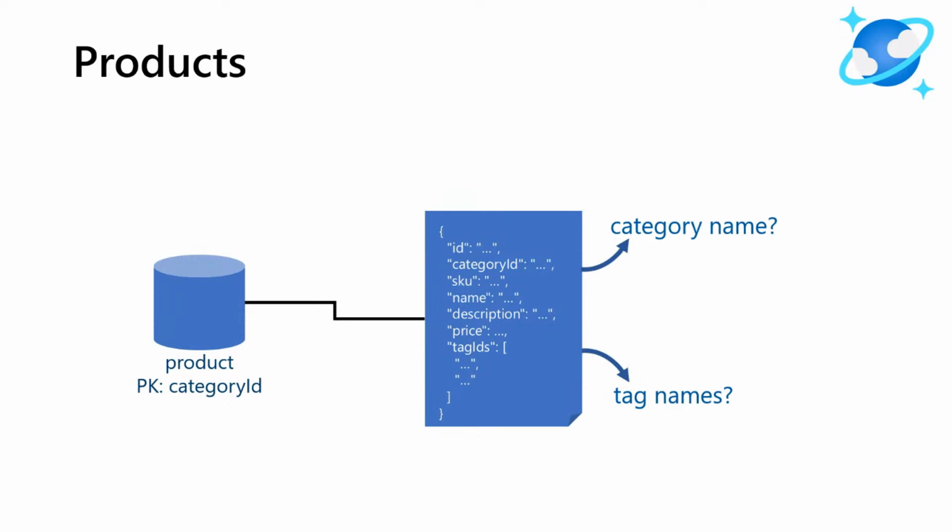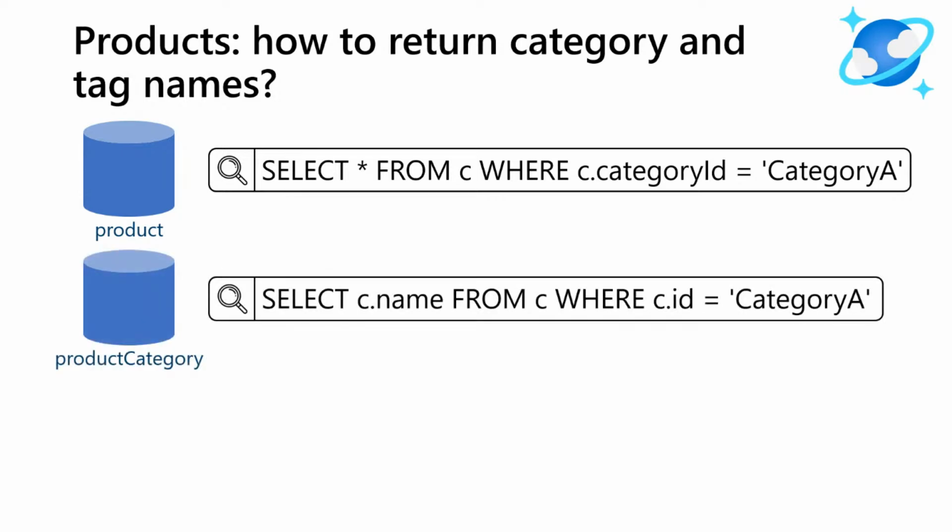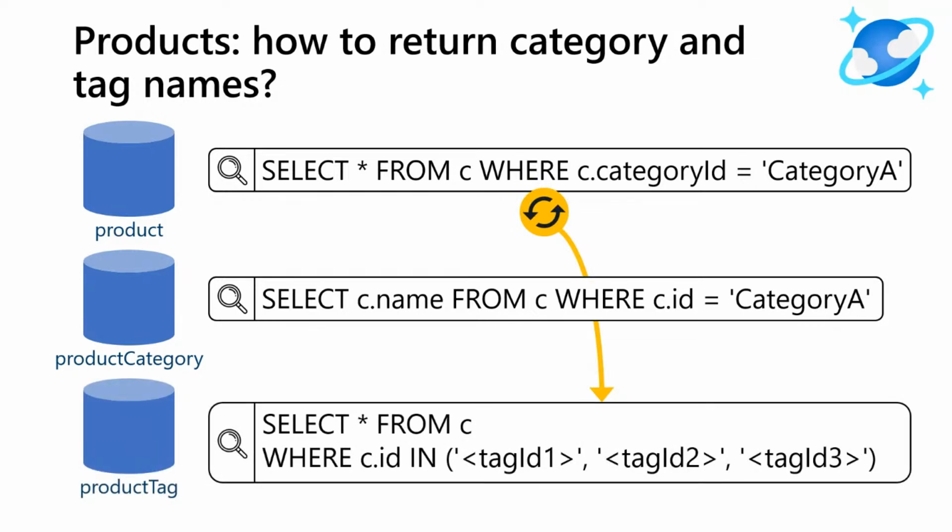I had another problem here, and that is that every time I query for a product, I get a category ID and a bunch of tag IDs. But what I really want to display is the category name and a list of tag names for each product as I render that out to the page. To achieve that, I would first need to run my query on the products. I then need to issue a second query on my product categories container just to get the name of the category. And then for each product returned, I would need to issue a query to product tags to go fetch the corresponding tag names.